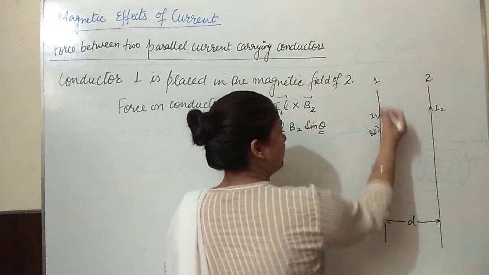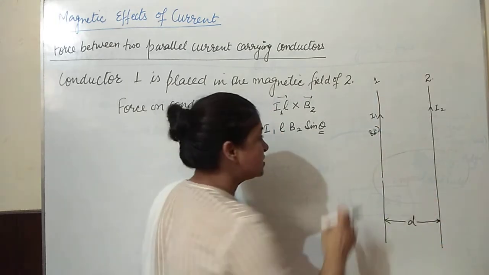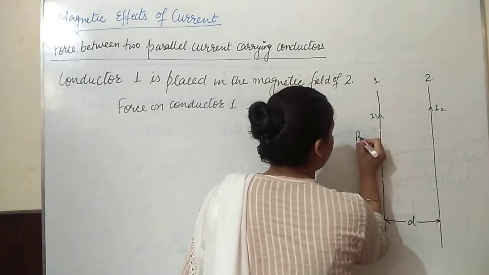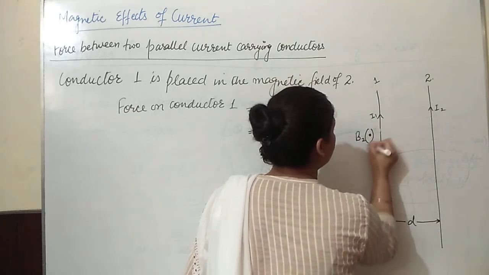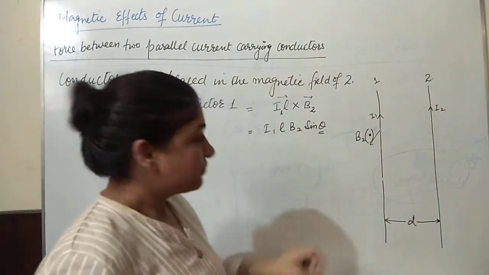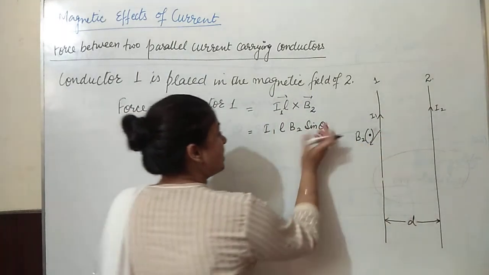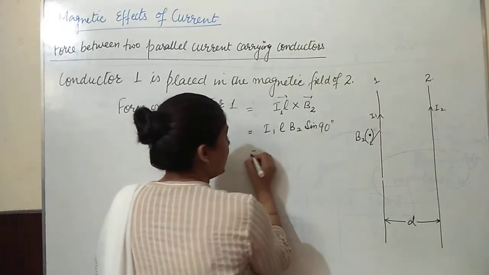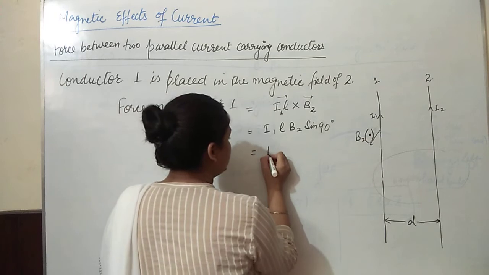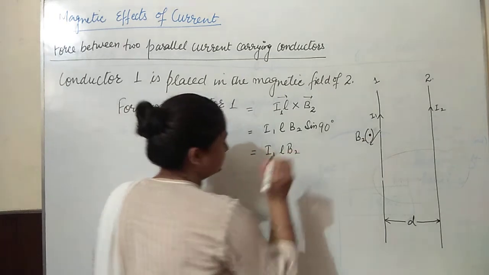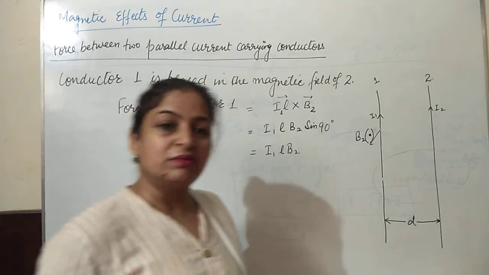The current is in the upward direction and the magnetic field B2 is outwards here, so the angle between them is 90 degrees. I will simply write 90 degrees, and sin 90 is 1. So this is I1 L B2, which is the magnetic force.